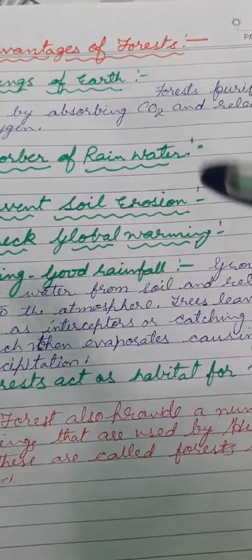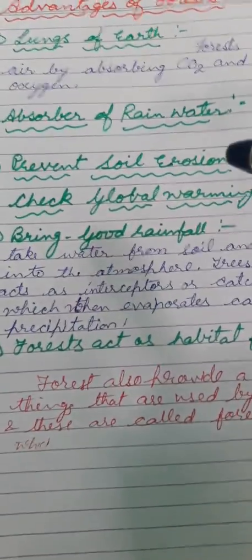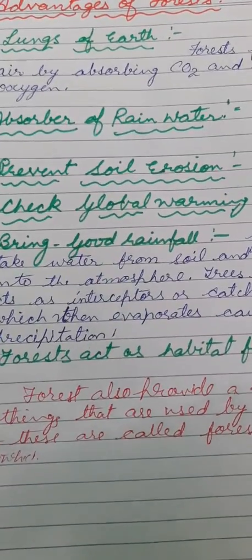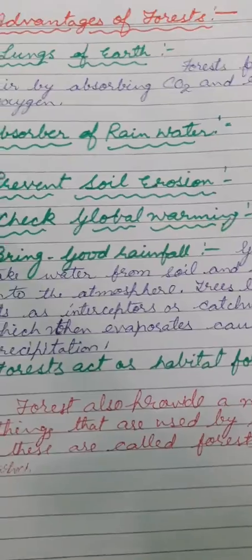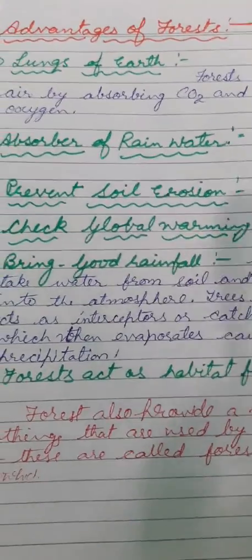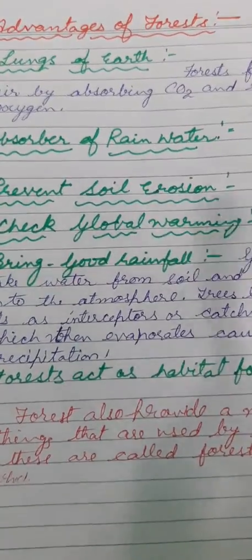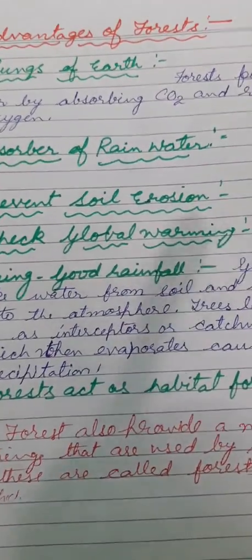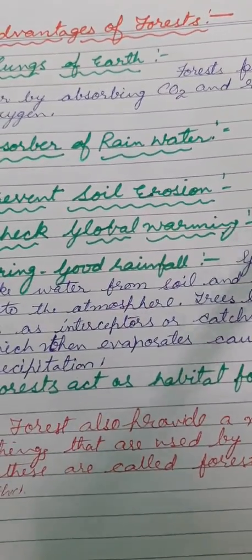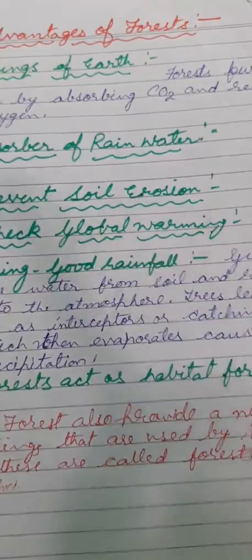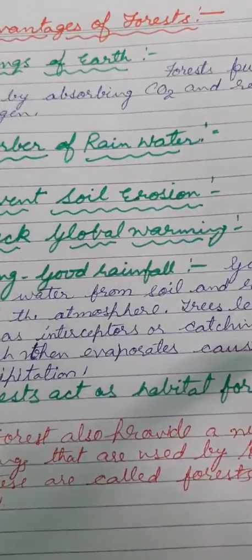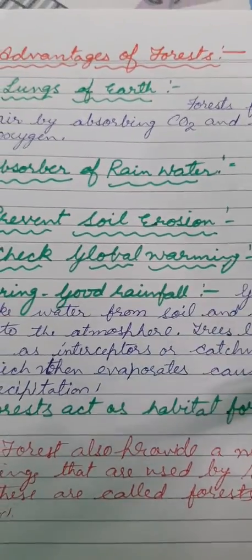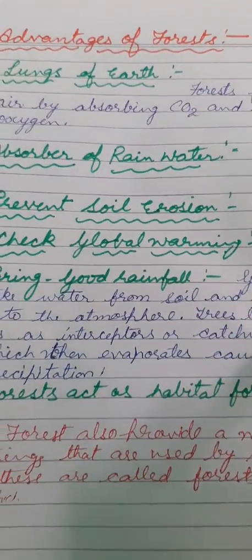And next, forests also act to check global warming. How can they? As you know, carbon dioxide is the main cause of global warming. It is the main greenhouse gas that causes global warming, and trees are the only things that absorb carbon dioxide and check global warming.